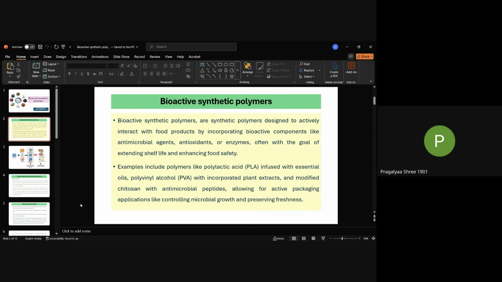Examples of these bioactive polymers include polylactic acid, PLA, infused with essential oils, polyvinyl alcohol with incorporated plant extracts, and modified chitosan with antimicrobial peptides, allowing for active packaging applications like controlling microbial growth and preserving the freshness of the food products. These are some of the examples of bioactive synthetic polymers, and we are going to study the properties of these polymers.